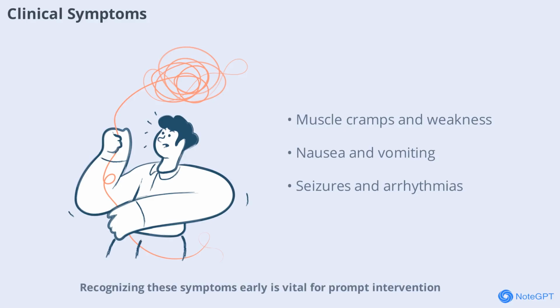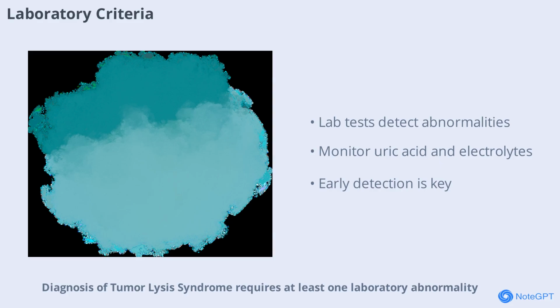Recognizing these symptoms early is vital for prompt intervention and can be life-saving for patients undergoing cancer therapy. Diagnosis of tumor lysis syndrome requires at least one laboratory abnormality such as elevated uric acid, potassium, or phosphate, combined with a clinical symptom. In some cases, two or more laboratory criteria may be present.